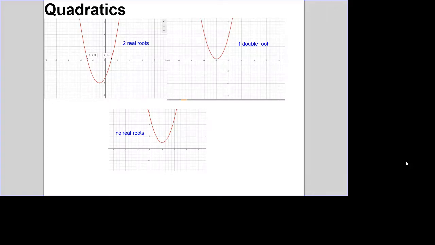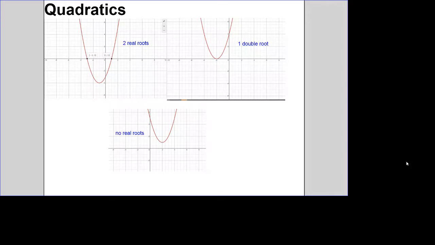So in our next graph here, notice that it only crosses the x-axis at 1 point. This is known as a double root. What it's really referring to as a double root is that the 2 points that are usually crossing the x-axis are squeezed together at the same place, and it also happens to be the vertex.